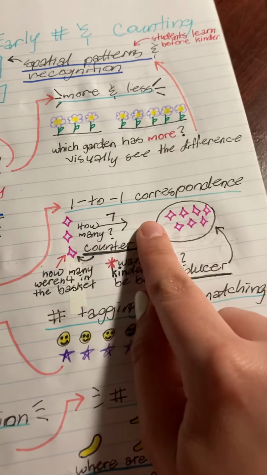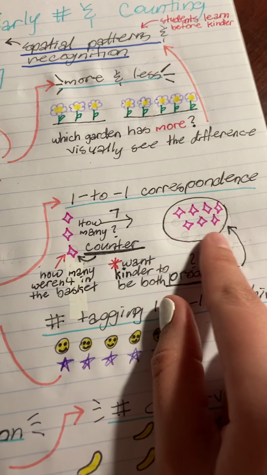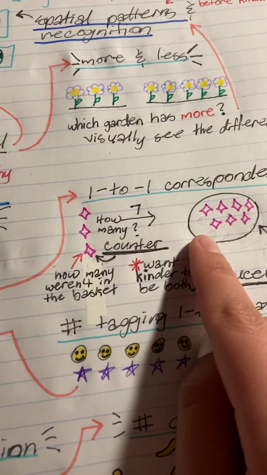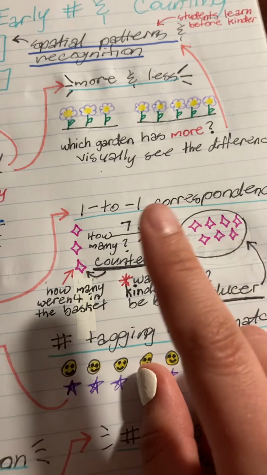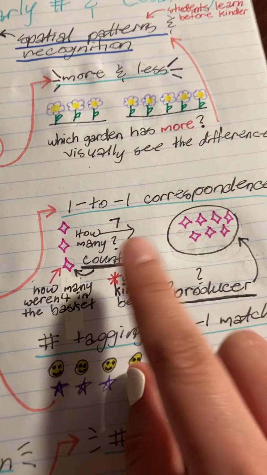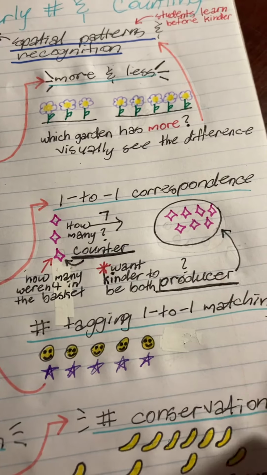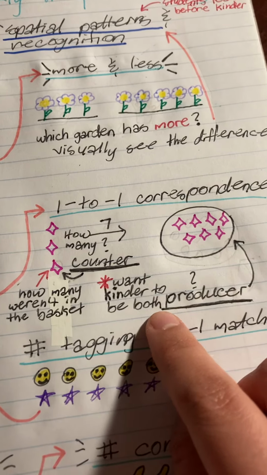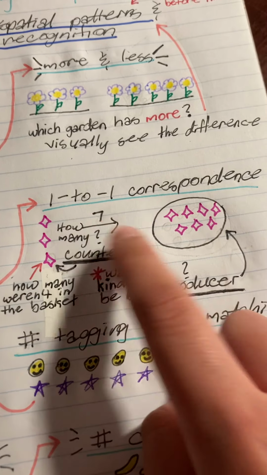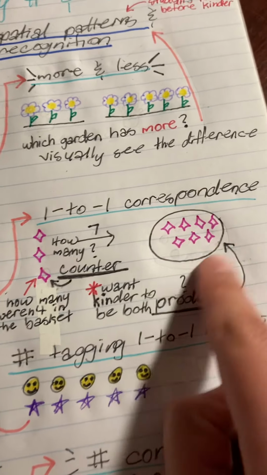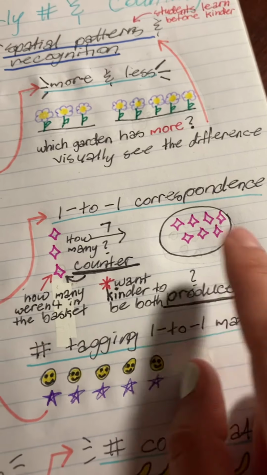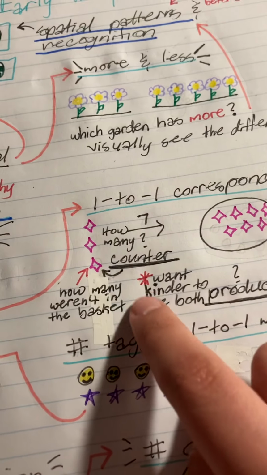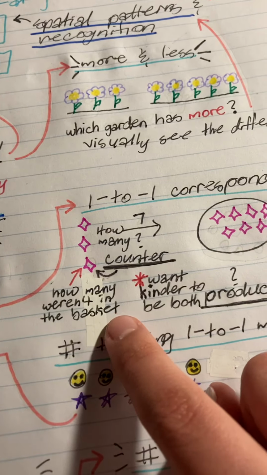And in this method, for example, there's 7 diamonds, and they have to figure out how many there are. And so there's a counter and a producer, which is good for kindergarteners to be both because they can produce that there's 7 diamonds in a basket, and then they see how many are left, and then they count how many weren't in the basket.